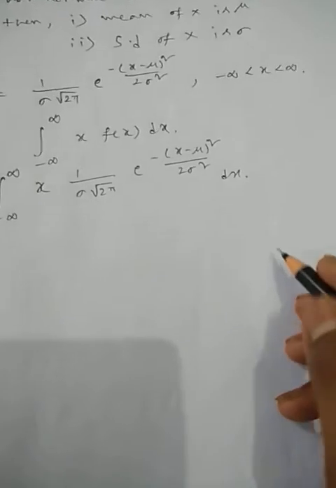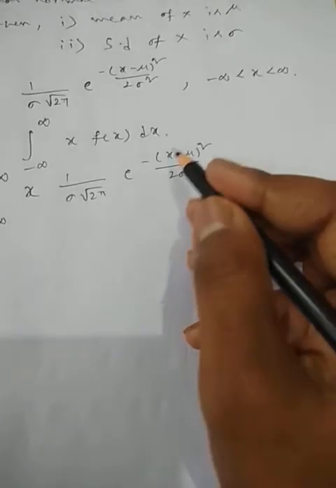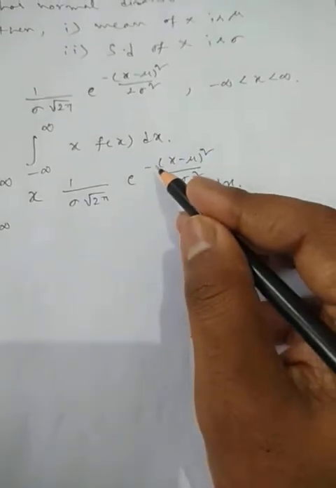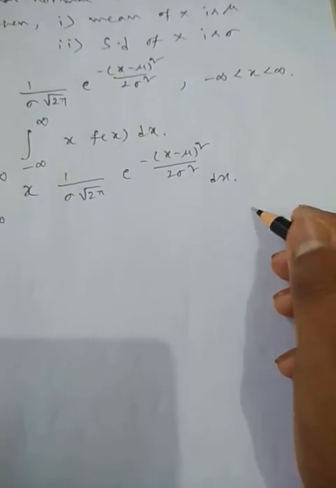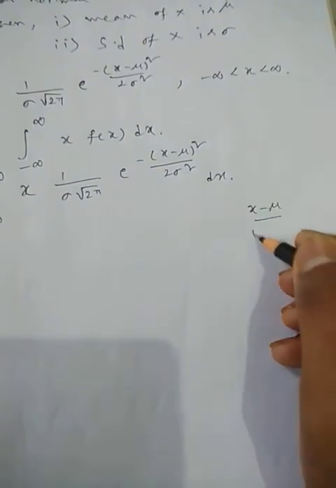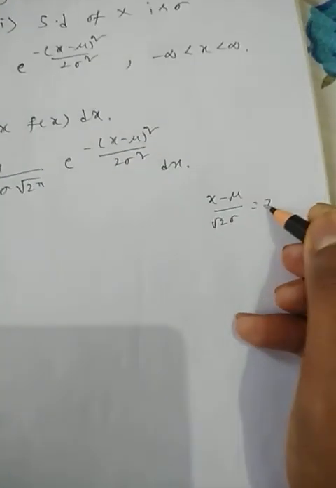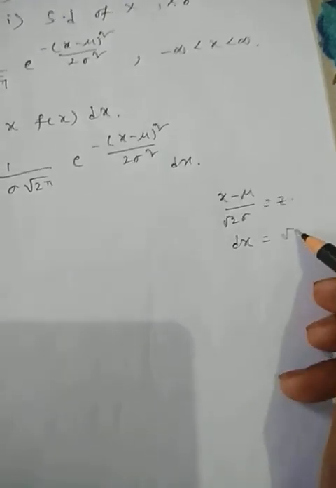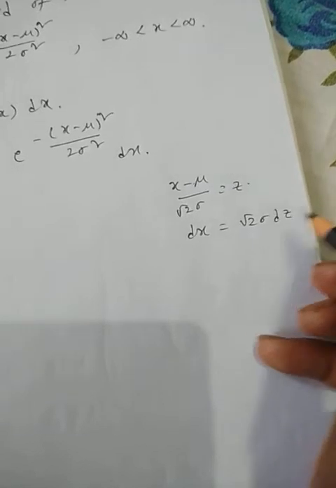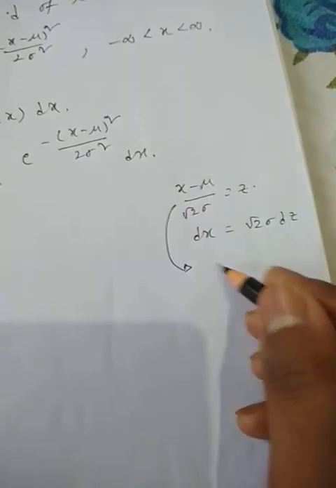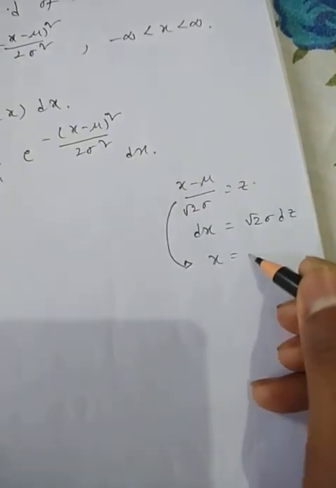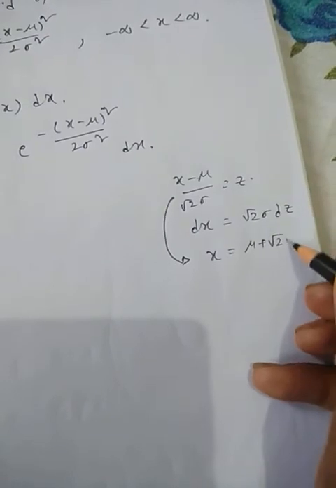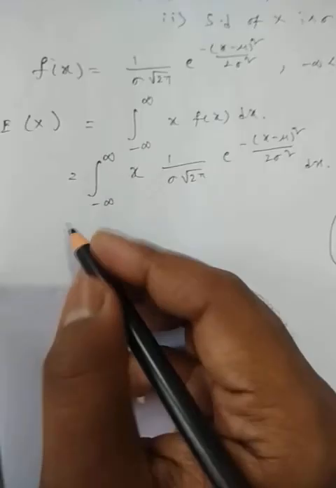Now we will integrate this function. To integrate, first we substitute the square root of this power, neglecting the negative sign, that is (x minus mu) by root 2 sigma, equal to z. Differentiating both sides, we get dx equal to root 2 sigma dz. And from this, we can say that the value of x is mu plus root 2 sigma z. Now we will substitute this value in the integration.